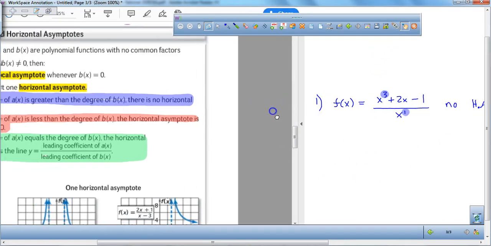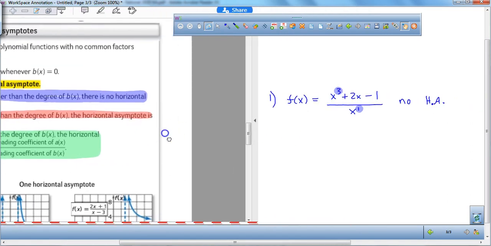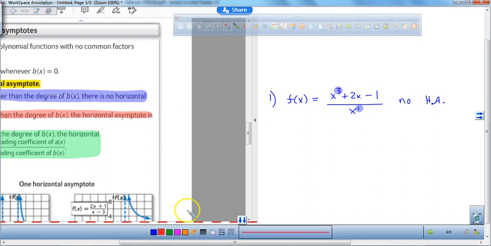Then let's take a look at the second rule. The second rule says if the degree of A of x is less than the degree of B of x, then the horizontal asymptote is y equals 0. So I'm just going to reverse this. Here's scenario number 2. What if I said f of x was equal to, and I just reversed, I did the inverse, x over x cubed plus 2x minus 1. I'm just making these up here, okay?